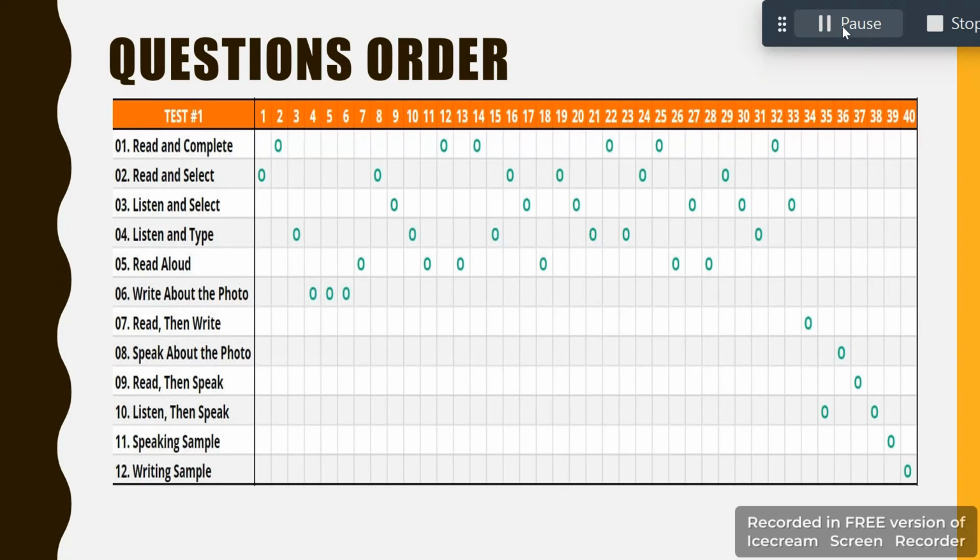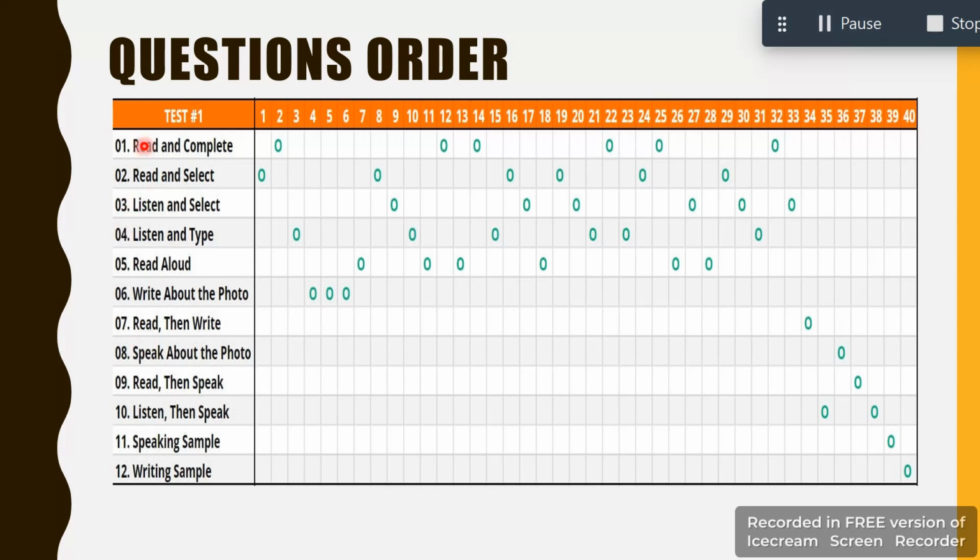There is a common question: how many questions will appear in the Duolingo English test, like how many in number do we have, and in what order will they come? So this is a common question. This table is going to answer your question.